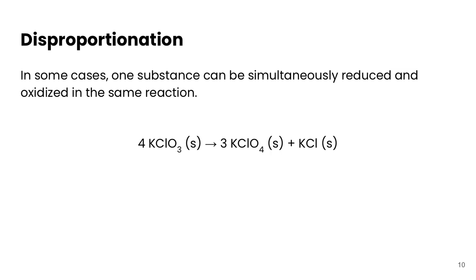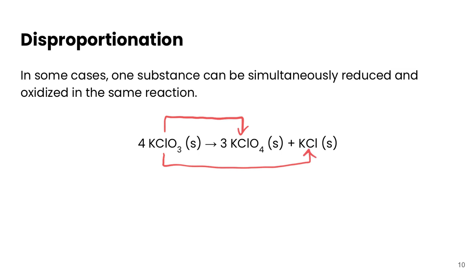Now, in some cases, one substance can be simultaneously reduced and oxidized in the same reaction, and this is referred to as something called disproportionation. So again, terminology, but it's okay. If we take a look at this, we've got potassium chlorate going to potassium perchlorate, and we also have potassium chlorate going to potassium chloride.